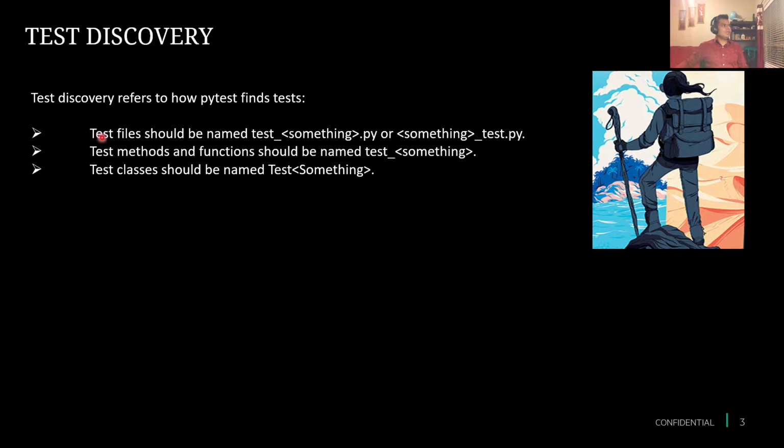So PyTest looks for all the files starting with test_ something and ending in .py. It considers all the files with a similar naming convention as possible test suites. Once we go inside the file, then inside the methods or functions, it looks for everything that starts with test underscore.